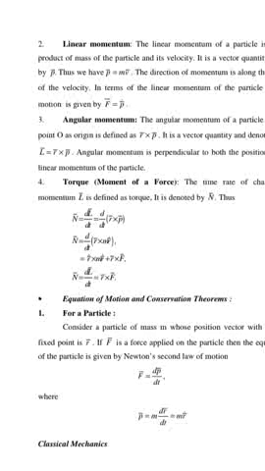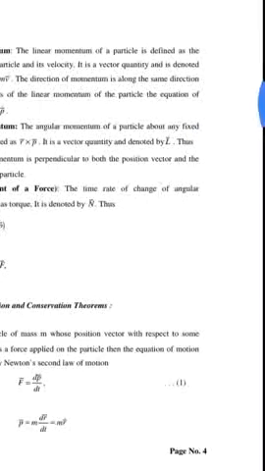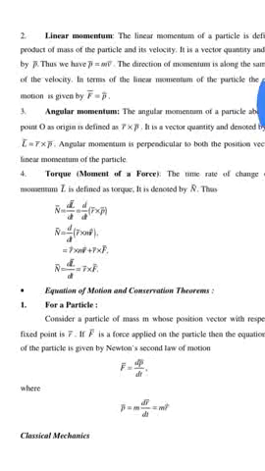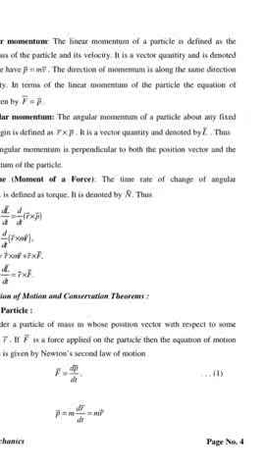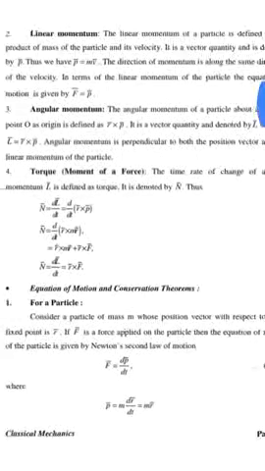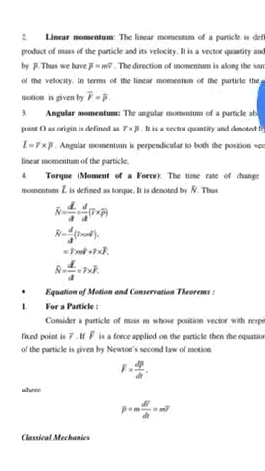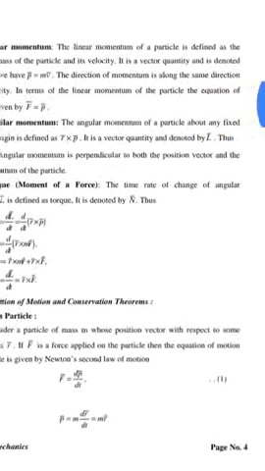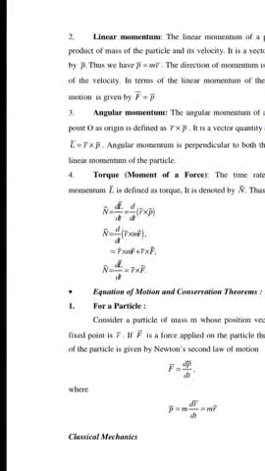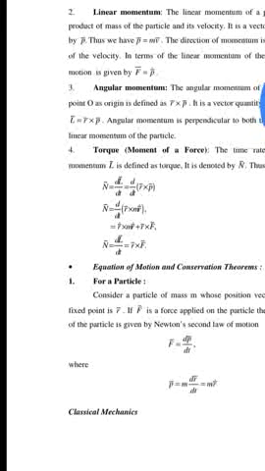Next one, angular momentum. The angular momentum of a particle about any fixed point O as the origin is defined as r bar multiply p bar. It is a vector quantity and it is denoted by L bar. Thus, L bar is equal to r bar multiply p bar. Angular momentum is perpendicular to both the position vector and the linear momentum of the particle.